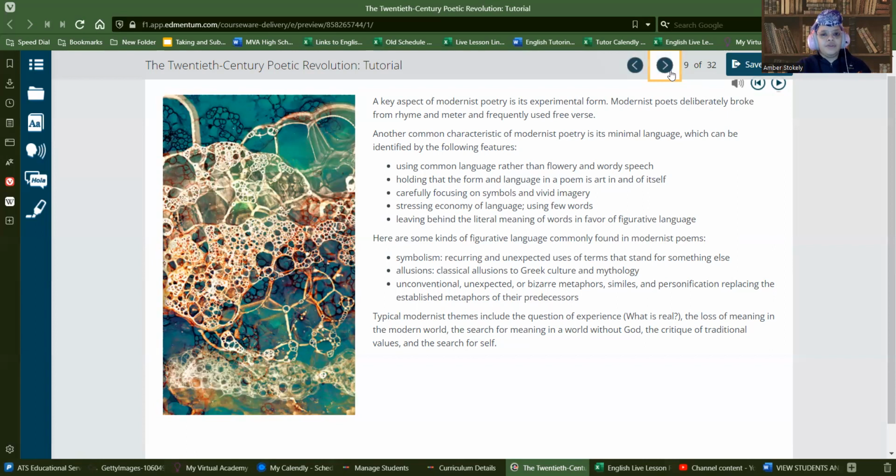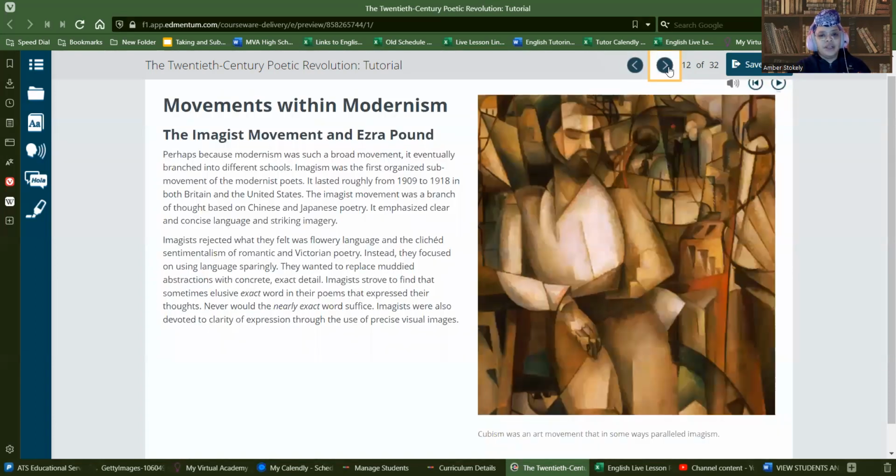Alrighty, I'm gonna hop over to slide number 12. That's where the next section begins. Okay, so we're here on movements within modernism. There were small movements that were a part of the modernism movement that had emphasis on different sections of modernism. Now, what I want to tell you just ahead of time is that there are 3 of these movements, and they all have a bit of information that you're going to have to jot down, but I will try to get through it as shortly as possible.